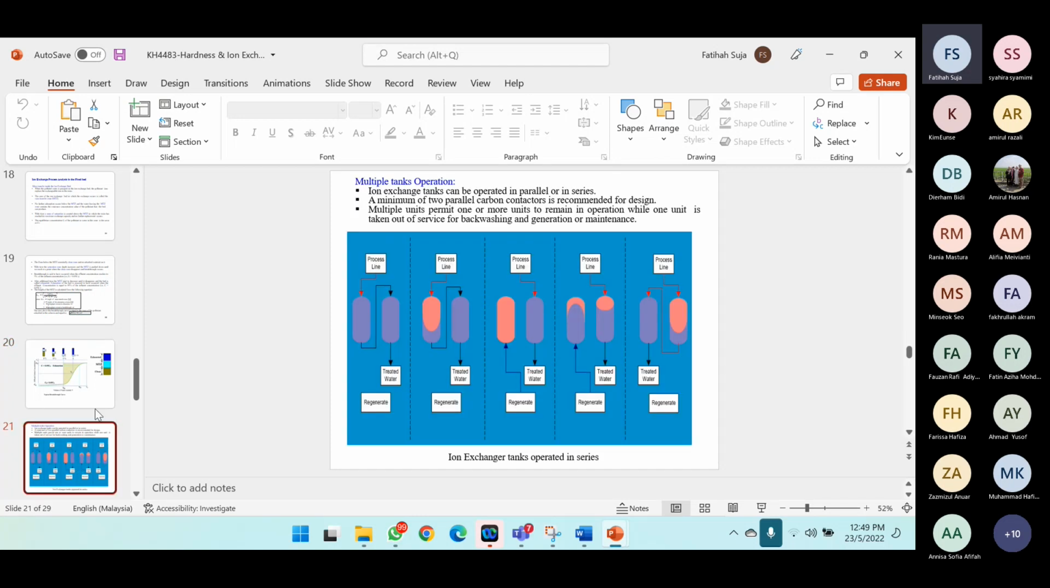You can also use multiple tank operation. Ion exchange tanks can be operated in parallel or in series. A minimum of 2 parallel carbon contactors is recommended for design.